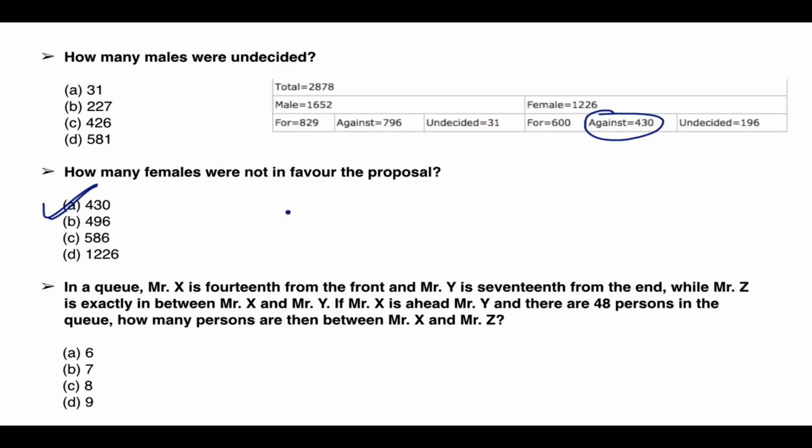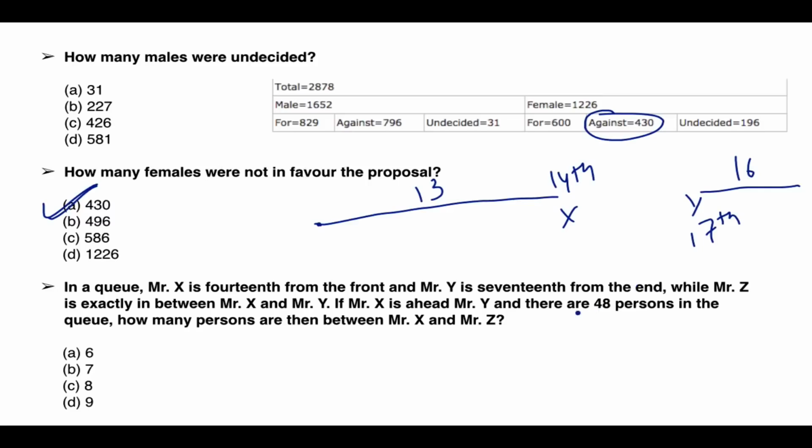In a queue, Mr. X is 14th from the front. So here is X, he is 14th from the front, which means 13 people are ahead of him. Mr. Y is 17th from the end. So here is Mr. Y, 17th from the end, that is, 16 people are behind him.